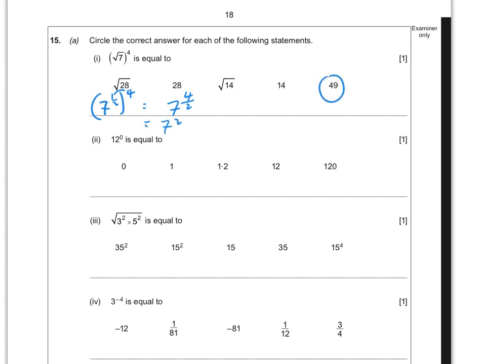For the second part of this question, 12 to the power of 0 is equal to which one of those numbers? Well, that's just a factor. 12 to the power of any number to the power of 0 is going to give us an answer of 1.